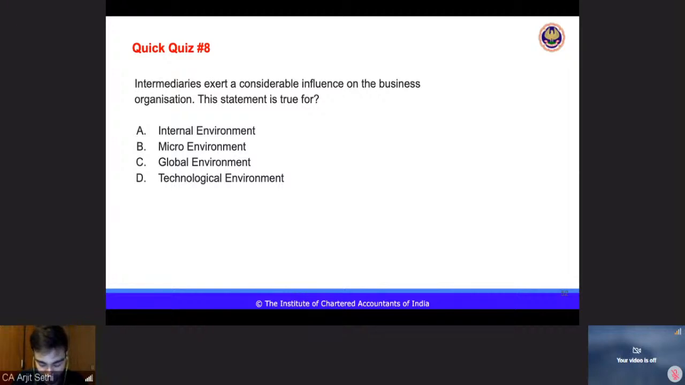I have answers from Ajit, Faizan, Mohammad Arshad, Trishila, Gayatri, Shubham, wonderful. All right, so the majority of you have written microenvironment. Some of you have written internal, some have written global. But remember, intermediaries were part of the microenvironment. Remember, we talked about intermediaries being Big Bazaar, Metro malls. They were part of the microenvironment, right? Quick revision for all of you.